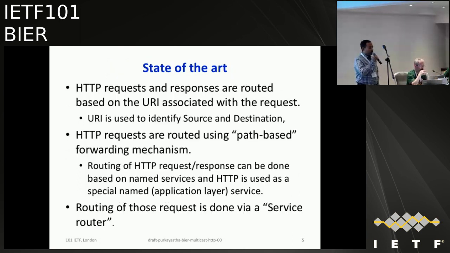Next slide, please. So in terms of state of the art, what exactly is this use case and how can it be realized? Just to give a brief background, HTTP requests and responses are routed based on the URI in this use case, and the URI is used to identify source and destination. These requests are routed using a path-based forwarding mechanism. And as of today, if it's an HTTP-based request, the path-based forwarding can be done using a service router. The next slide, please.